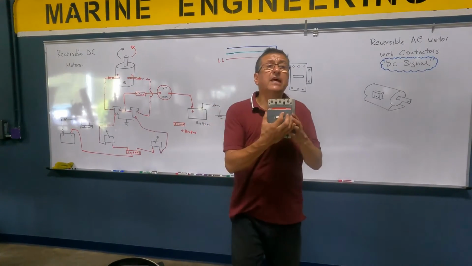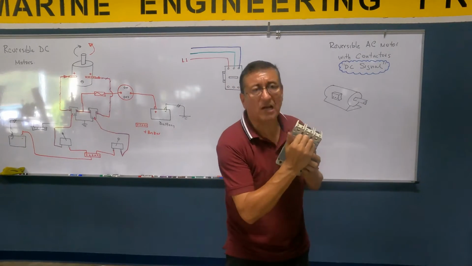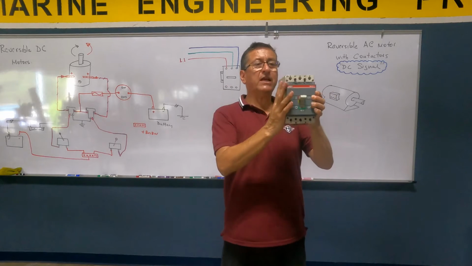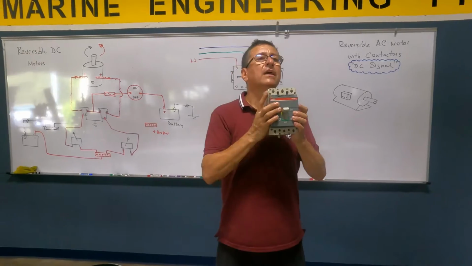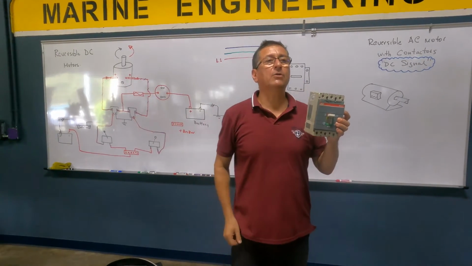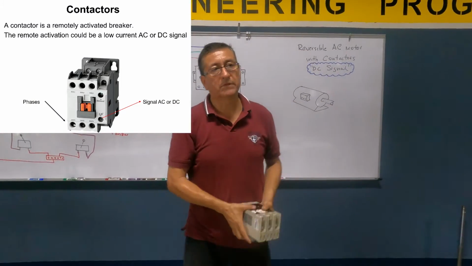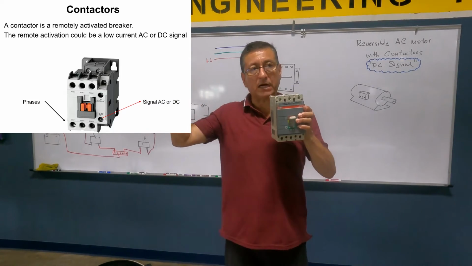The regular breaker is like this, and you turn it on and off with your hand, with your fingers. And another element, exactly like this, with two signals here, is activated from the console, to open and close. It's a remotely activated breaker, the contactor.